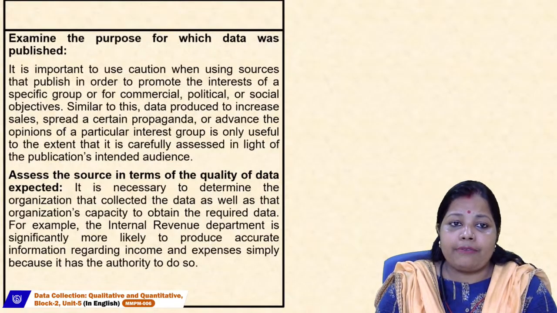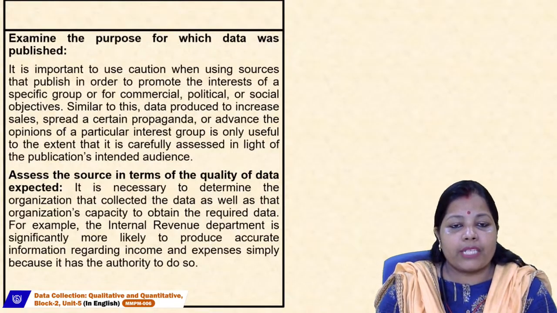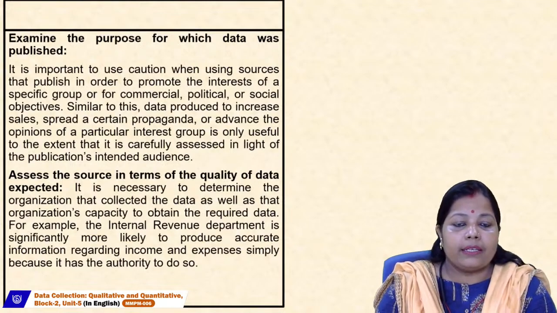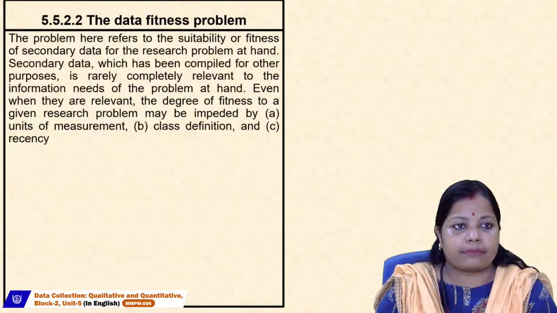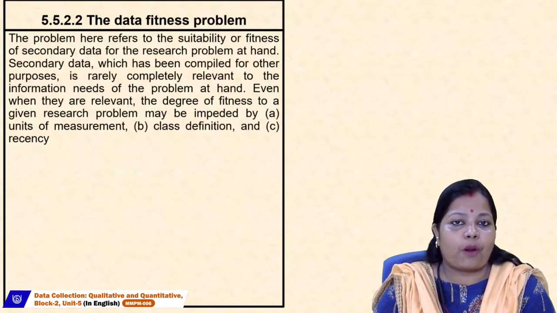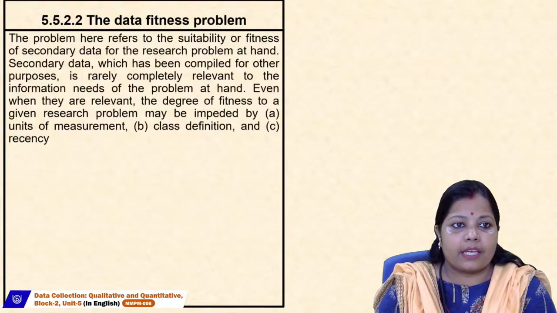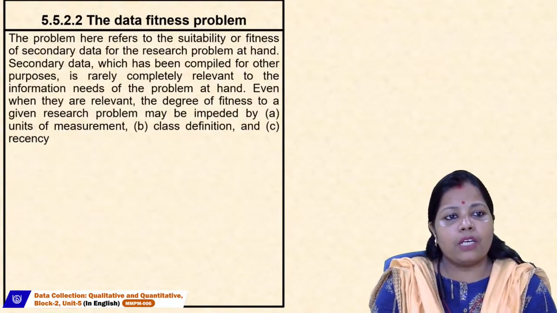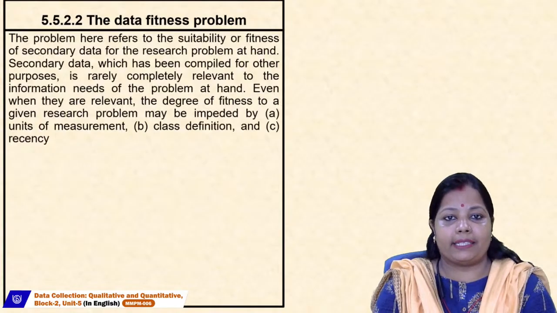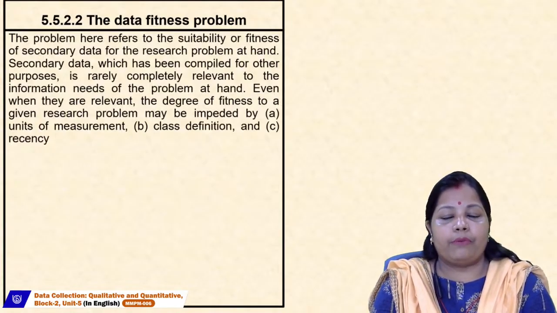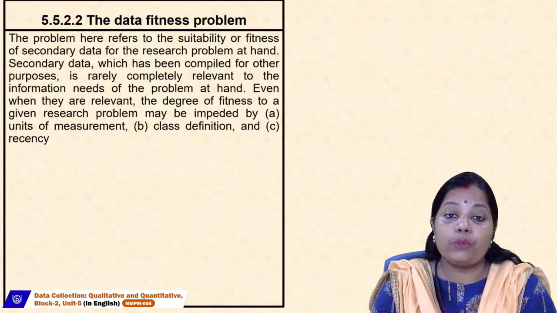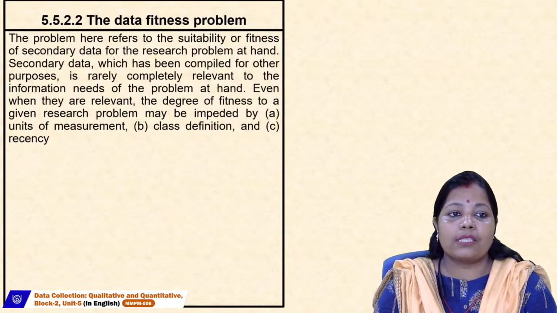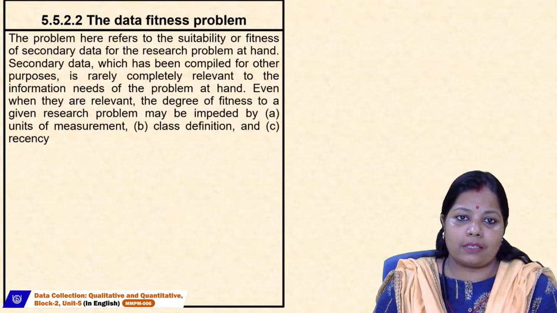So these kinds of drawbacks, or limitations, are there in the secondary data source. So, we must be very careful before going to the secondary data. Then the data fitness problem. The other problem is data fitness. What do we mean by data fitness? Let us know. The problem here refers to the suitability of the secondary data. Whether the secondary data which the researcher is going to collect from another source is suitable for the researcher?